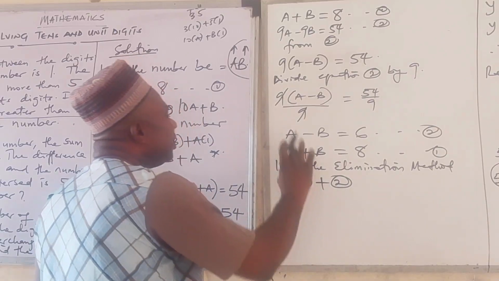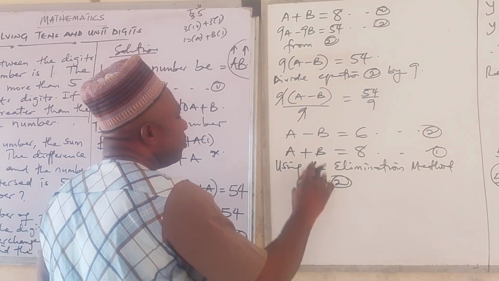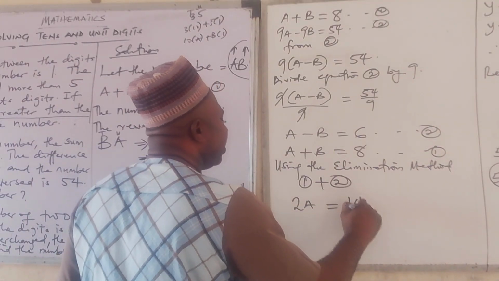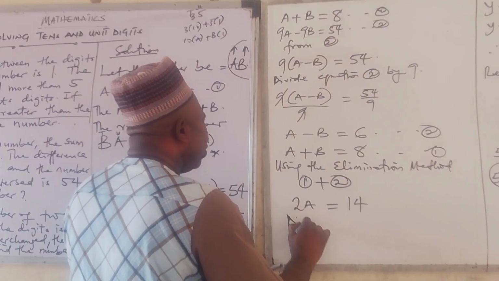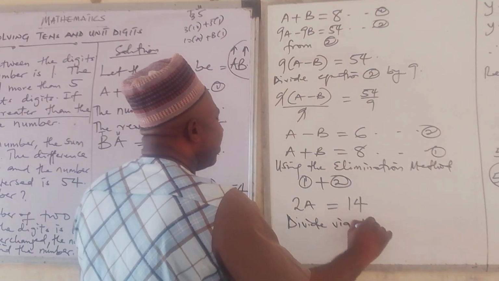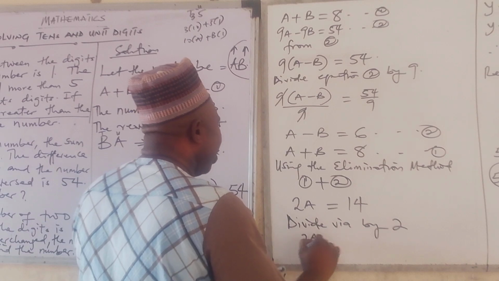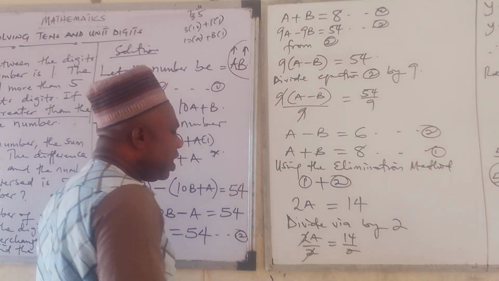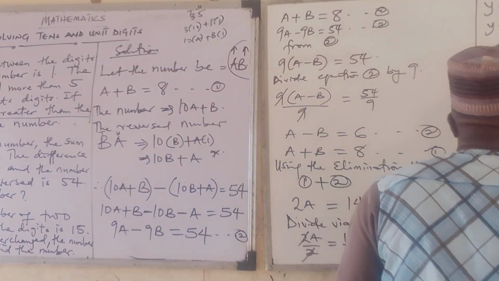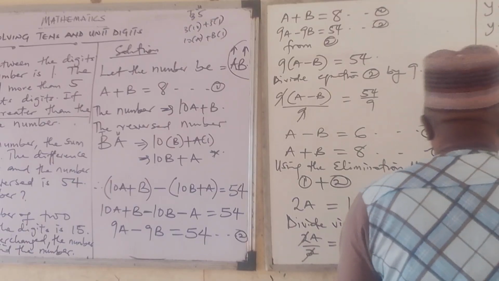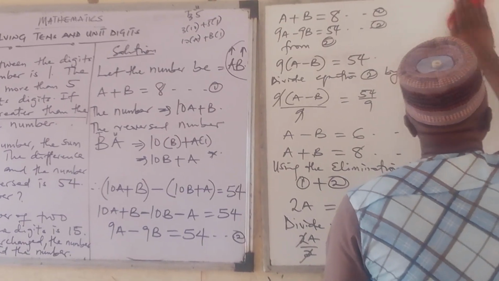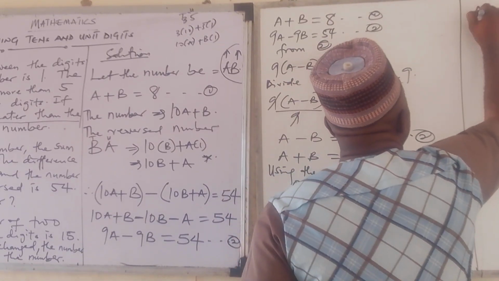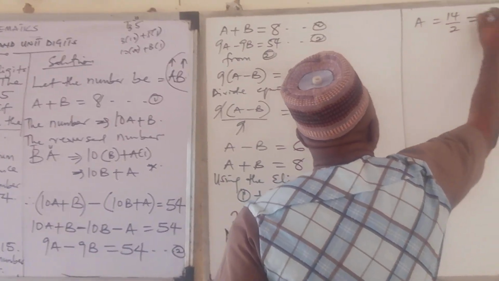So if you add a plus a, that will give us 2a. Minus b plus b, that will go. So here we have 6 plus 8 is 14. So to get the value of a, we divide through by 2. So we have 2a all over 2 is equal to 14 all over 2. So this 2 will go with this 2. So we are left with a is equal to 14 all over 2. And of course, we all know that 14 divided by 2 is equal to 7. So the value of a is 7.